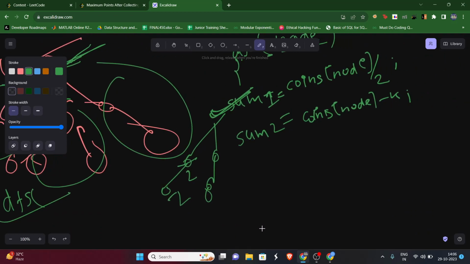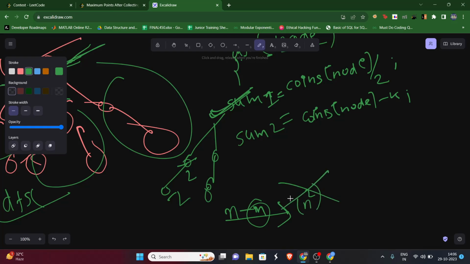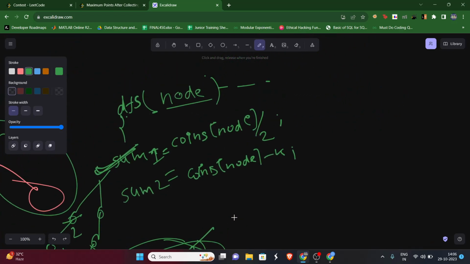But can we do something better? Because if we do this for n nodes, overall it will become O of n square, which will give TLE. So we cannot go to each node, iterate over each subtree and divide it by 2. So how can we do it?